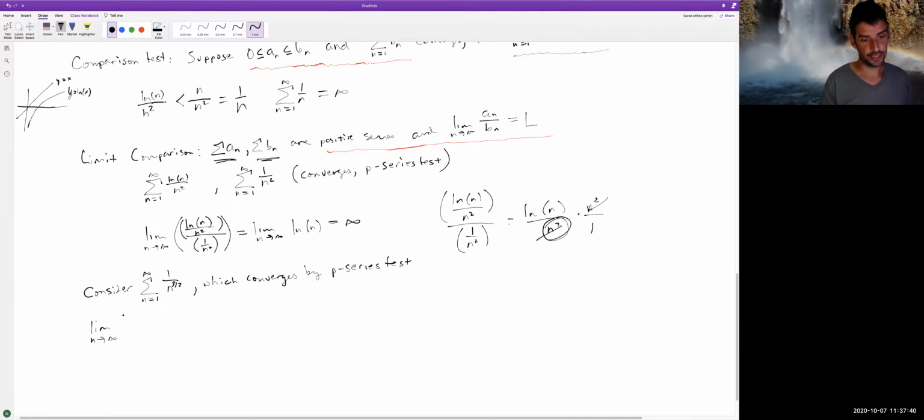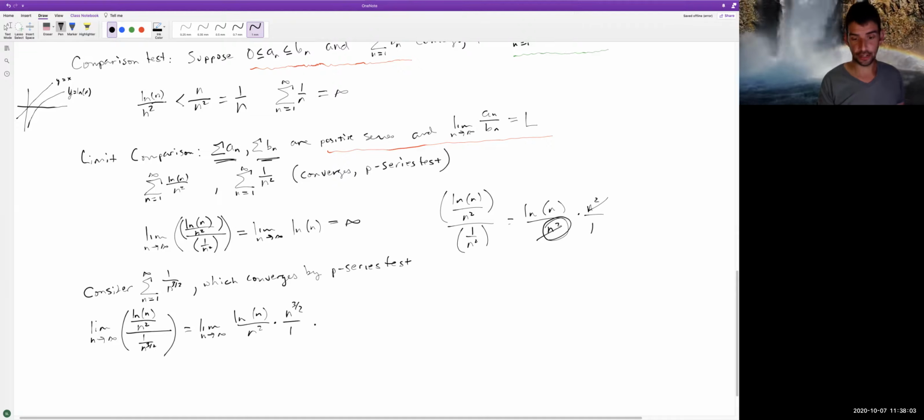As n goes to infinity, same idea. I take the sequence of terms from the series I care about and divide by this new series that I just decided to try. This might have no result, but it's actually not too hard of an attempt. Let's see what happens. We get the natural log of n over n squared times n to the 3/2 over 1. Doing the algebra, this gives me the natural log of n over n to the 1/2.